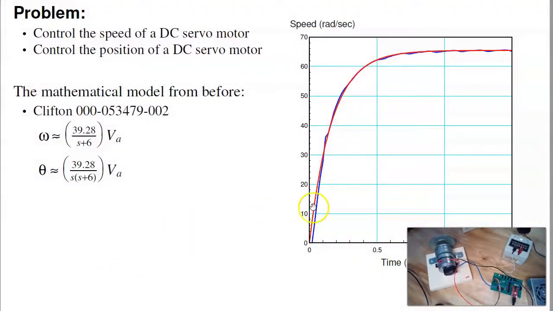From before, I can model the motor as a first-order differential equation. The blue line is the step response I found experimentally. The red line is the step response of this first-order approximation. And you can see it's actually a pretty good approximation. So the transfer function, if I'm trying to control speed, is 39 over s plus 6. If I want to control angle, angle is the integral of speed. So it's 39.28 over s times s plus 6. That extra s converts speed to position. So that's the system I want to control.